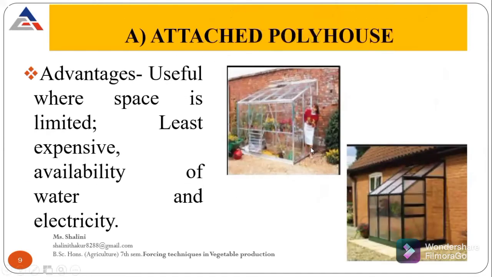So this is the attached polyhouse in which there is a wall here, and the polyhouse gets its support from this wall. This kind of polyhouse is developed mostly for flowers, and for succulents also, and is developed where there is a shortage of space and limited space. It is least expensive, and the availability of water and electricity is quite easier in these kinds of poly houses.